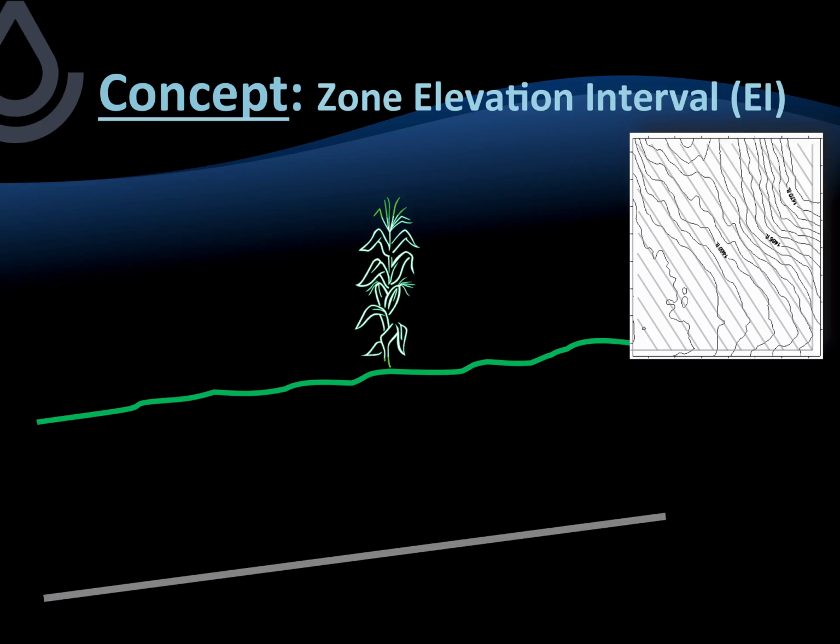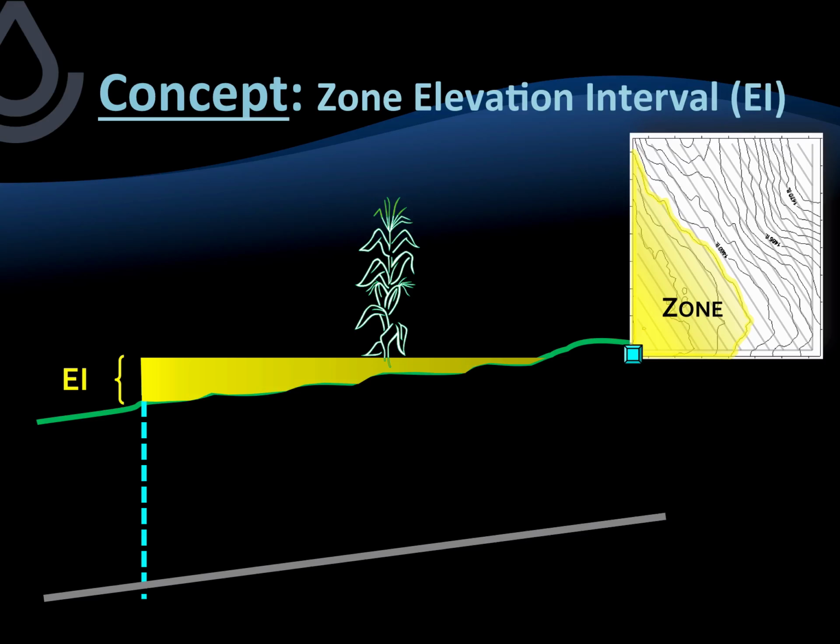So pictured here in the profile view, we have the same field, and here's the location of our structure at the corner of the field. And then this elevation interval, based on the field topography and the field contour lines, is a number that we will choose as the designer of this system. So based on the elevation interval that's chosen, it might be 6 inches, it might be 12 inches, it might be 1.5 feet or 2 feet. That determines the starting and stopping point for the zone.